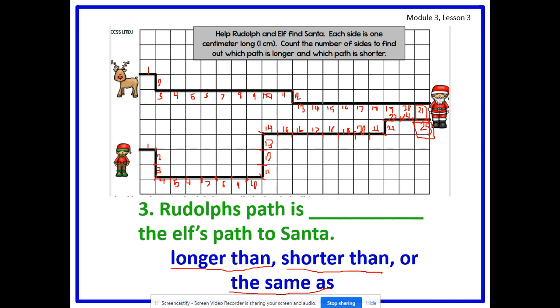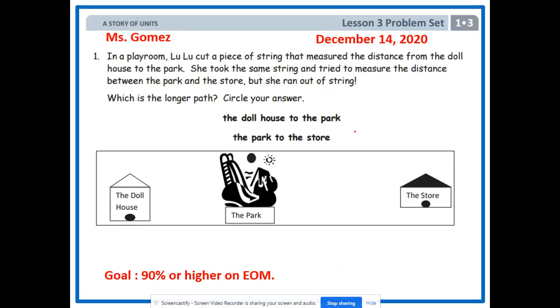Now it's time to take out your problem set. Go ahead and open your problem set to lesson 3. Go ahead and write your name, date, and goal. Press pause on the video if you need more time, and if you are ready, go ahead and press play.